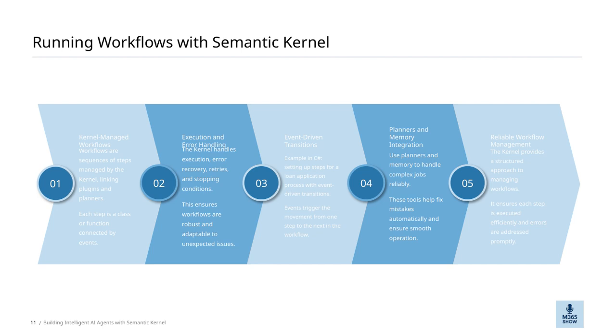The kernel doesn't just run these steps blindly. It handles execution, manages errors, performs retries when needed, and can even stop workflows if certain conditions are met. This robust management ensures that our workflows are resilient and can adapt to unexpected issues, which is crucial for maintaining reliability in complex AI operations.